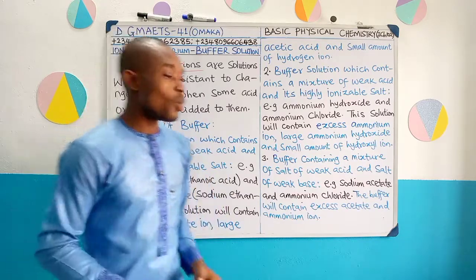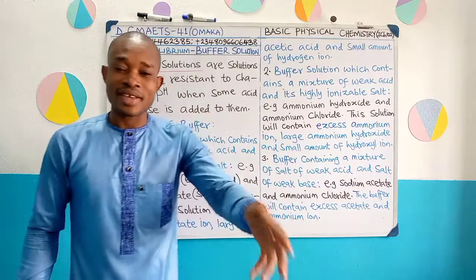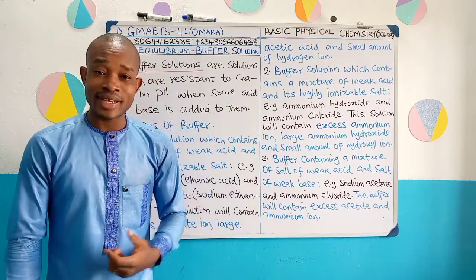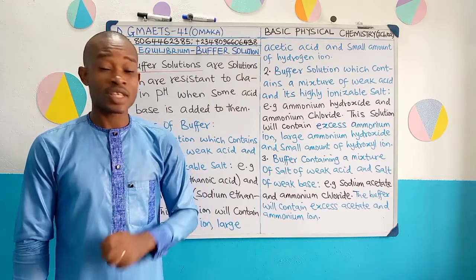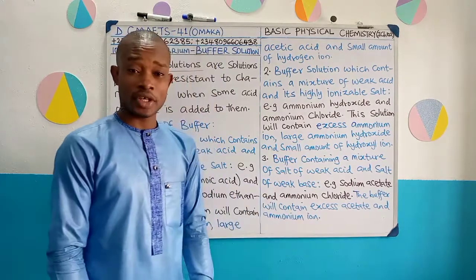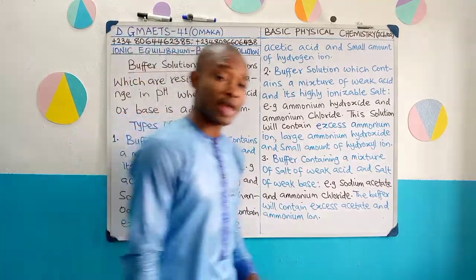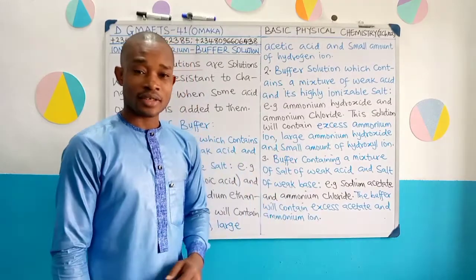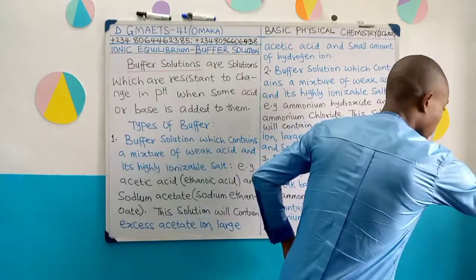Now, this solution, what will it contain in excess? What will it contain in large amount? And what will it contain in small amount? It's very important that we know that. So I'm going to do the analysis of it on the board here, just down here. In each case, I will wipe so that we give room for the next analysis. So let me get my wiper.